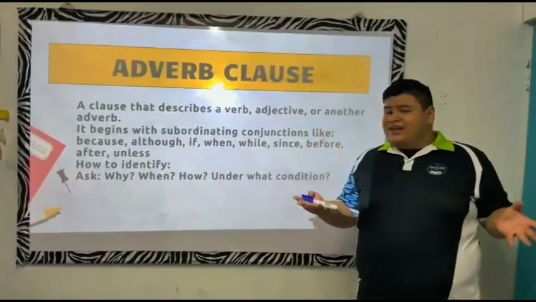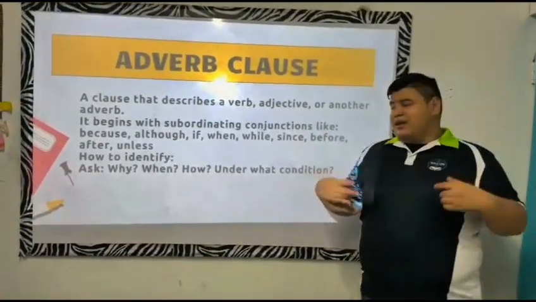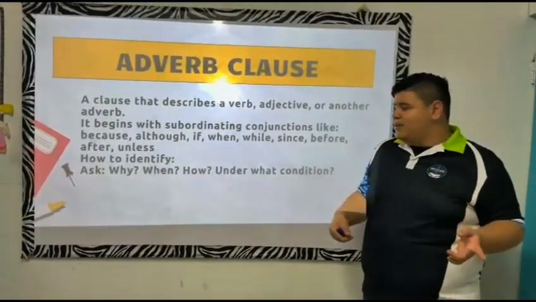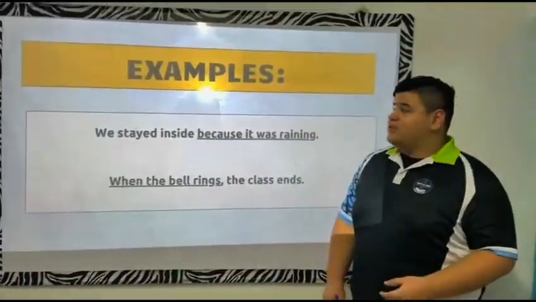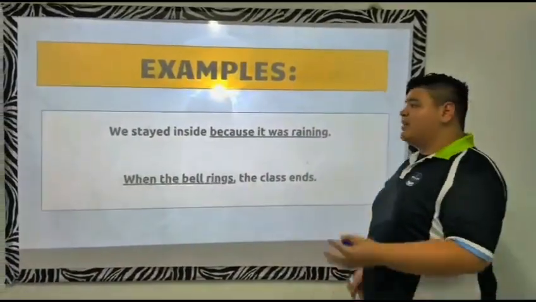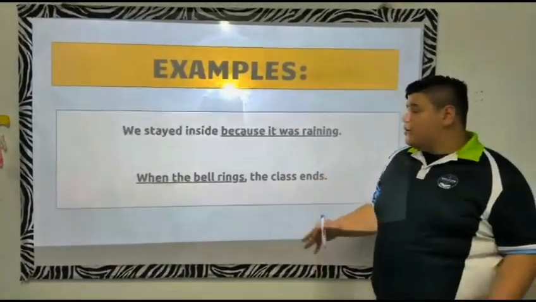How do we identify them? We need to ask ourselves why it happens, when it happens, how it happens, or under what condition it happens. Here we brought some examples. The first one is: We stayed inside because it was raining. Here we already underlined the adverb clause, that is, because it was raining.